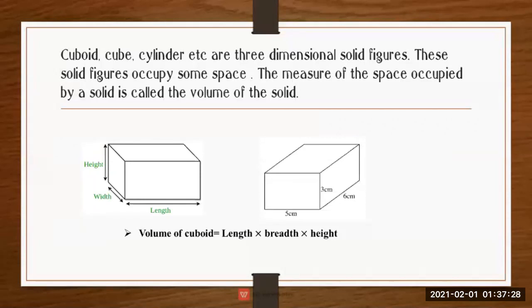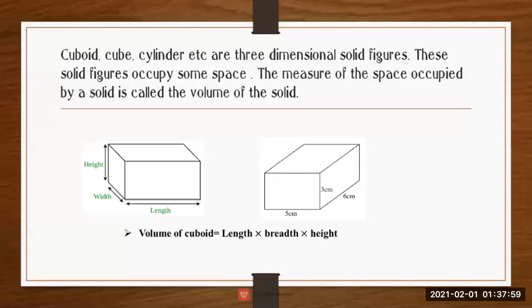These are all three-dimensional solid figures. A solid figure occupies some space. The measure of the space occupied by a solid is called the volume of the solid. Now, what is the volume of a solid? The measure of the space occupied by a solid is called the volume of the solid.